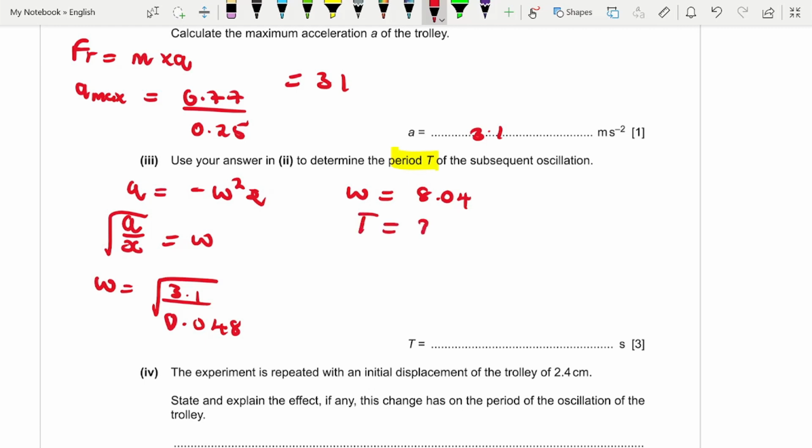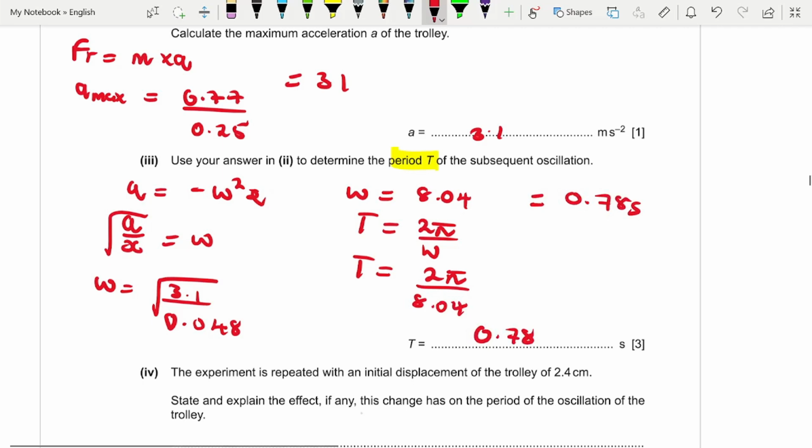So T is going to be equal to 2π divided by ω. Remember, ω is 2π divided by T. So the value of T is going to be 2π over our value of ω, 8.04. That's going to give you an answer of 0.78 seconds, right? So we're going to put it here, 0.78 seconds.